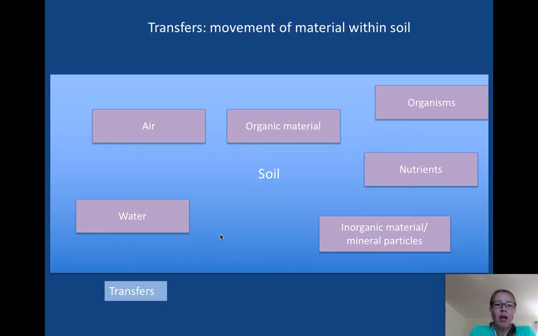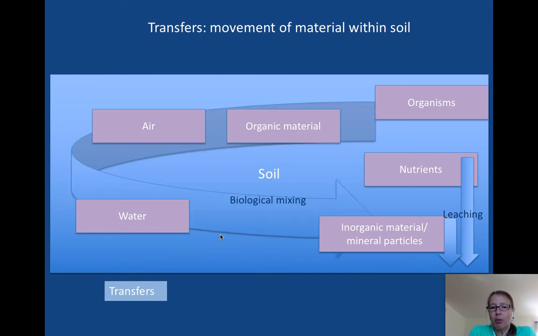So we'll take a look at those in a bit more detail in our next lesson. All right, so now the transfers. These are the things that are moving within the soil, but it's not actually changing its chemical or physical properties. It's just moving around. Essentially, we can have leaching, biological mixing, and infiltration. Infiltration is just when water is moving through the soil, usually down due to gravity.